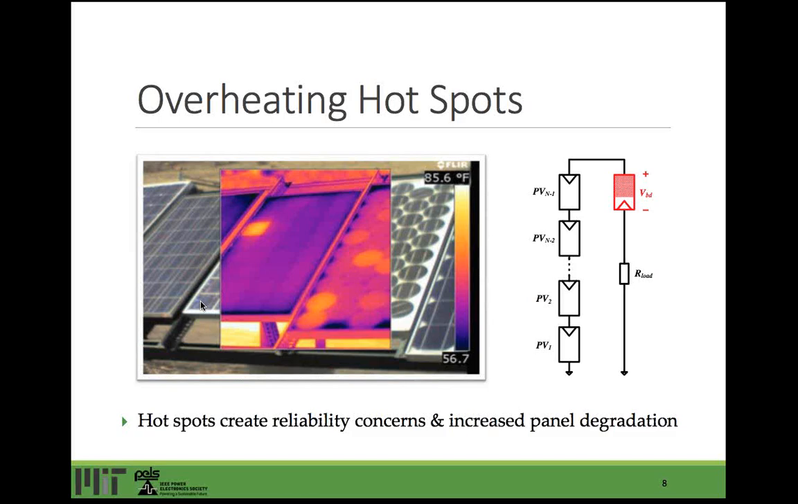So we can rearrange the circuit on the right to see what actually happens when a cell becomes the bottleneck of the string. When the current is limited, the unshaded cells collectively can drop a high voltage across the shaded cell in the reverse direction. And this in turn can make the shaded cell go into reverse breakdown and start conducting current. However, even though the cell is conducting current, instead of generating power, the cell is actually dissipating power, and this creates a local hotspot. And a local hotspot is a serious problem because it creates, one, reliability concerns, two, accelerated panel degradation, and in the worst case, it can also constitute a fire risk.